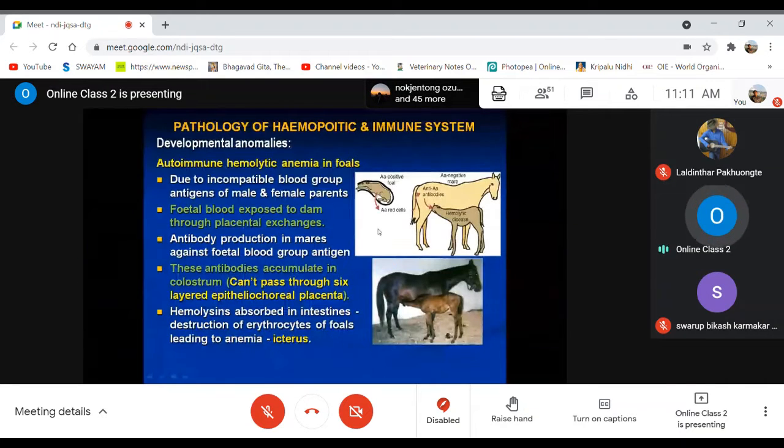So that is what I have mentioned, one of the most important developmental anomalies. That is known as autoimmune hemolytic anemia, and it mostly occurs in the case of foals. That's why I'm giving the name autoimmune hemolytic anemia in foals.